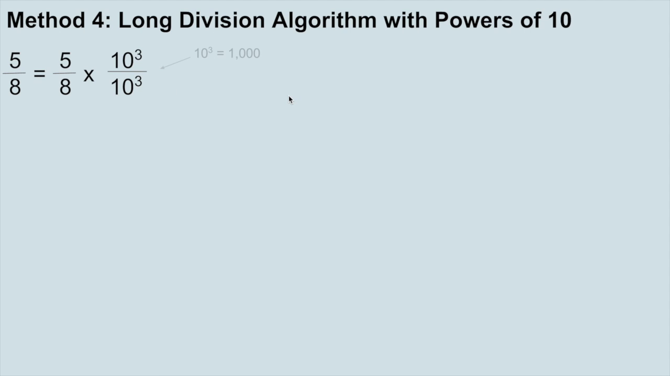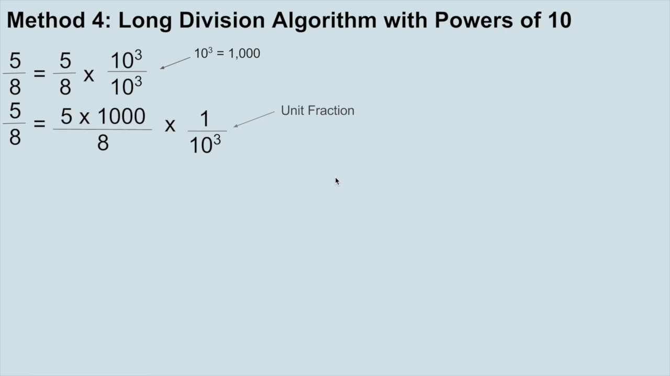When you do this, you want to remember that 10 cubed is equal to 1,000. I'm going to rewrite this as 5 times 1,000 divided by 8 times 1 over 10 cubed. Now 1 over 10 cubed is a unit fraction. Any fraction that has a 1 in the numerator is considered a unit fraction. That's an important step here. You want to pull that unit fraction out with a power of 10 as the denominator.